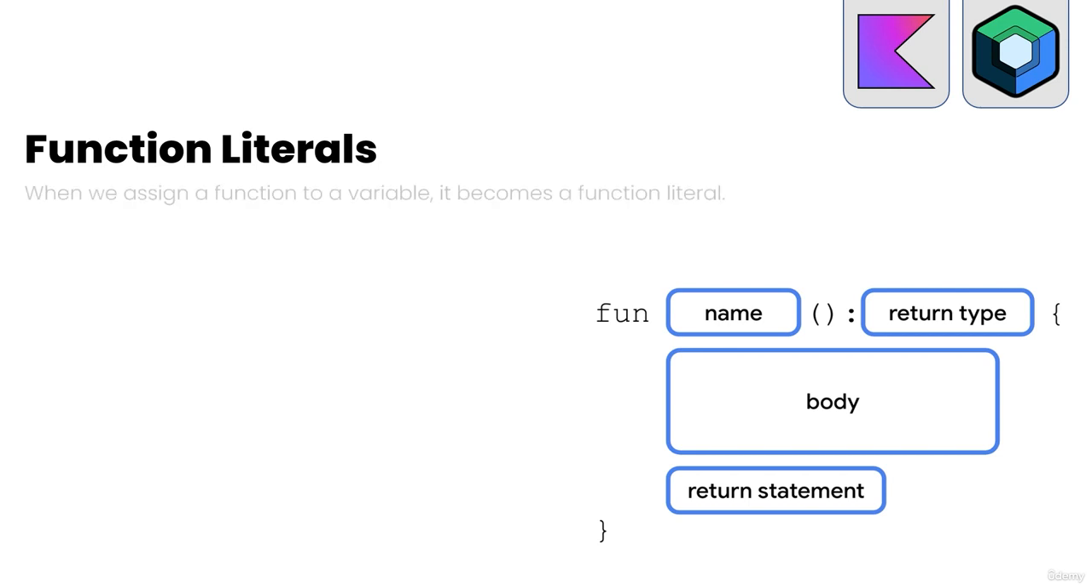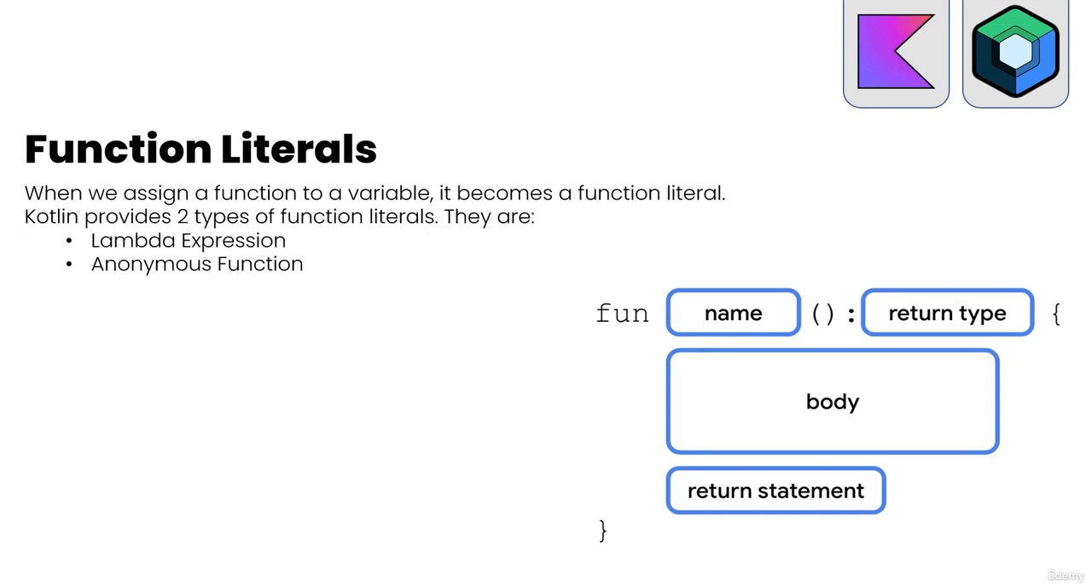Now let's check the function literals. In Kotlin, functions can be assigned to variables, passed as arguments, or returned from another function. When we assign a function to a variable, it becomes a function literal. In Kotlin, we have two types of function literals. They are lambda expressions and anonymous functions. In this video, we're going to introduce the lambda expressions, and later on in the next videos, we're going to introduce the anonymous functions.